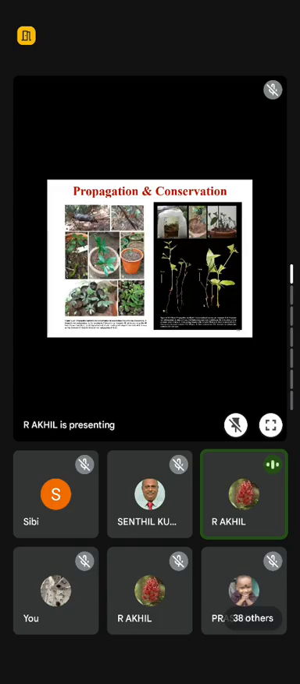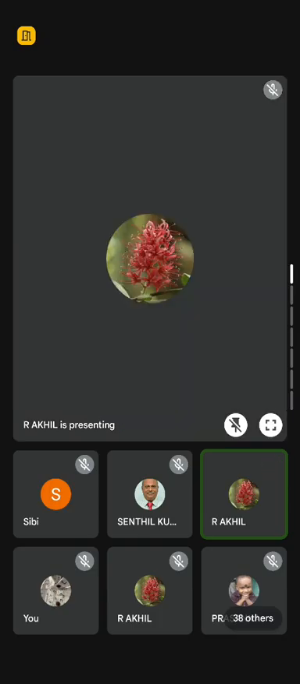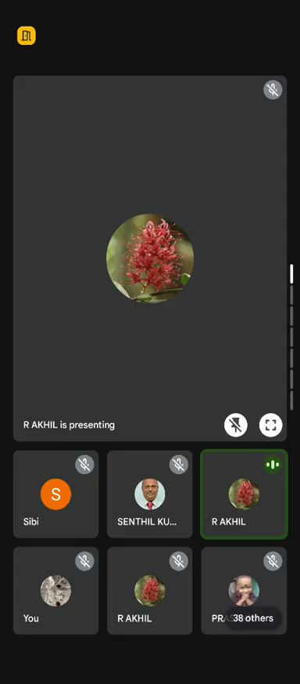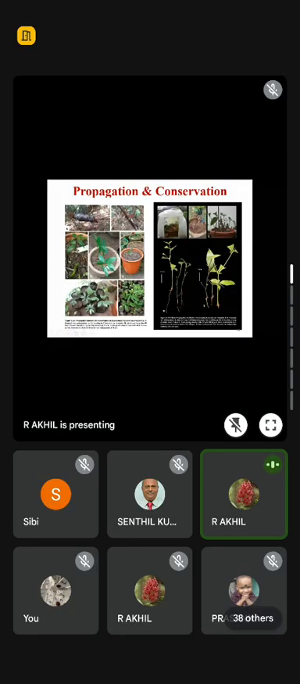These are the figures that show various conservation propagation techniques that were carried out. Air layering was carried out. Seedlings are propagated in the conservatory, and the right figure shows the rooting experiments with different concentrations of NAA and IBA, among which IBA 500 ppm gives the better result, and they produce roots on the vegetative parts of the cutting.